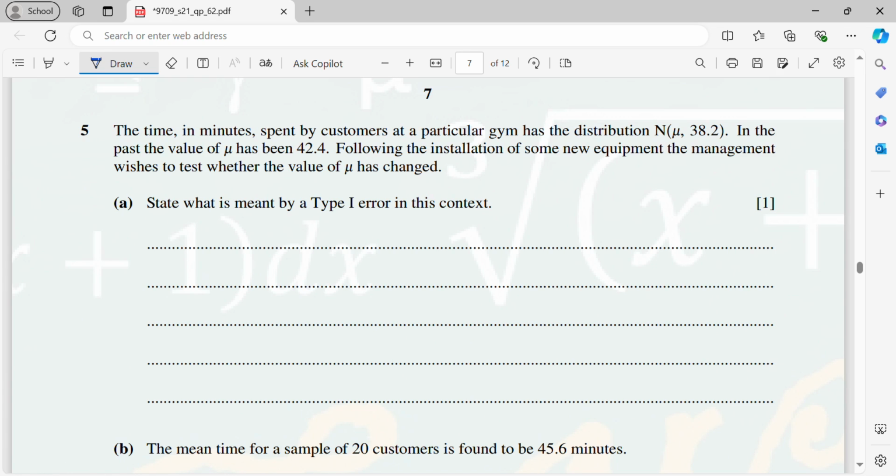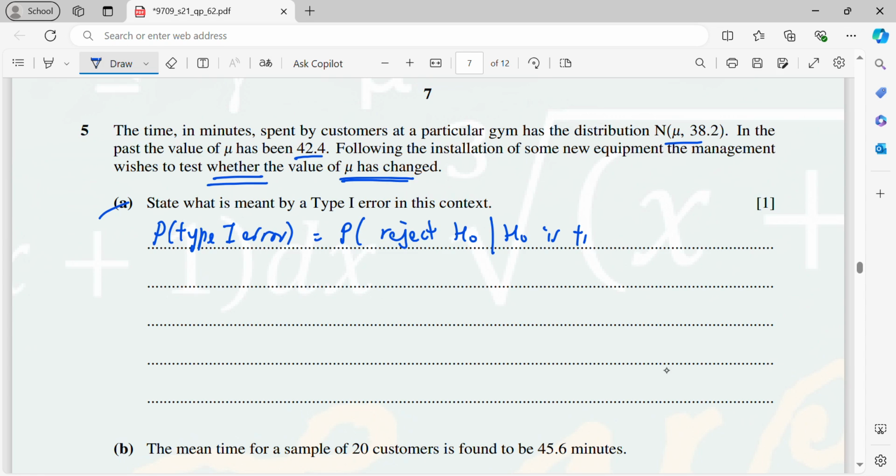Question 5. The time in minutes spent by customers at a particular gym has a normal distribution. In the past, the mean has been 42.4. Following the installation of some equipment, the management wishes to test whether the mu has changed. Okay, now A, state what is meant by a type 1 error in this context. So let me write down the definition of type 1 error first. The type 1 error is basically the probability of rejecting H0 given that H0 is true. Okay, this is the definition for type 1 error.